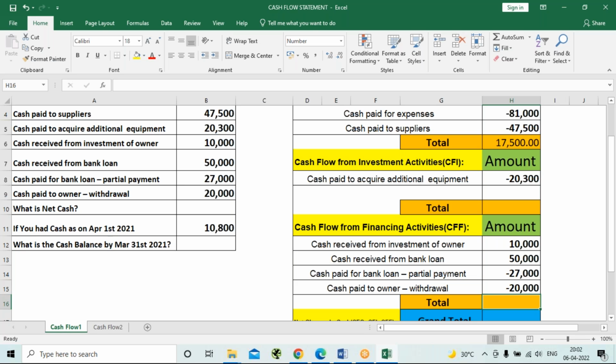Okay, fine. So how do we clear it? Operating activities are related to your direct or indirect expenses and incomes. Cash flow from investment activities will be related to the assets. Cash flow from financing activities is related to your capital and liabilities. Is that clear?